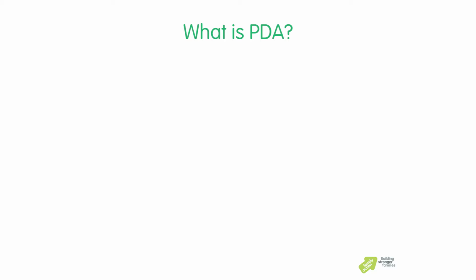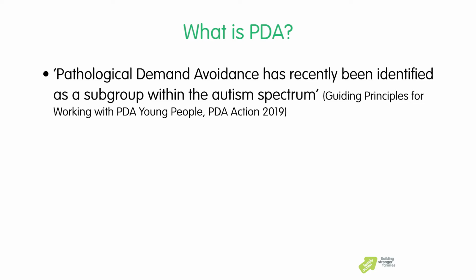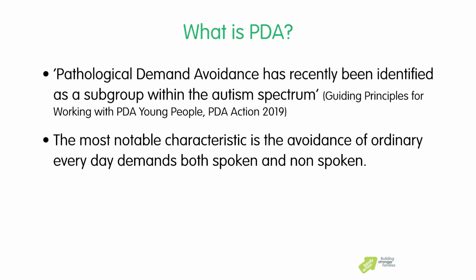PDA is now recognised as a profile of ASD. Historically, PDA was first recognised in the 1980s by a lady called Elizabeth Newson, who noted that although some children shared similar aspects of ASD, there were also notable differences. PDA has since been identified as a subgroup within the autism spectrum, the most notable characteristic of which is the avoidance of ordinary everyday demands, both spoken and non-spoken. Although recognised nationally, PDA is not currently acknowledged in Lincolnshire as a separate condition to ASD, however it is possible to obtain a diagnosis privately.